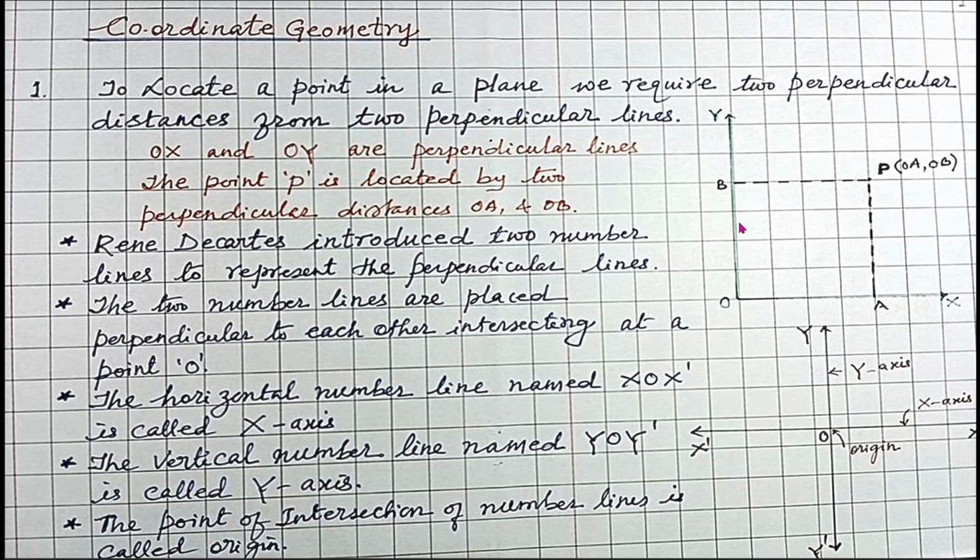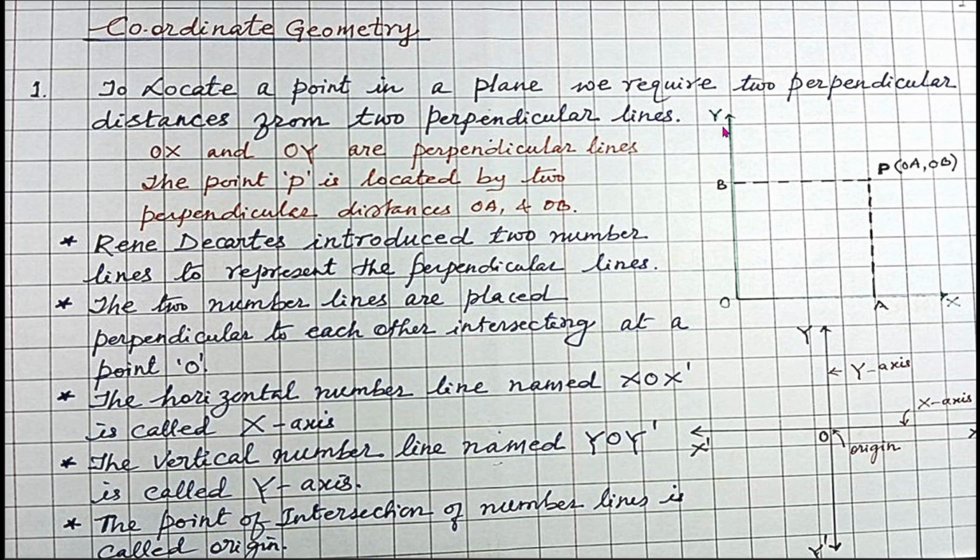Now, instead of using any two perpendicular lines, Rene Descartes, as a mathematician, introduced two number lines to represent the perpendicular lines. The two number lines are placed perpendicular to each other, intersecting at a point O. The horizontal number line is called the x-axis and represented as XOX dash, and the perpendicular number line is known as the y-axis and named as YOY dash, and they intersect at point O. The two number lines intersect at point O, which is known as the origin.